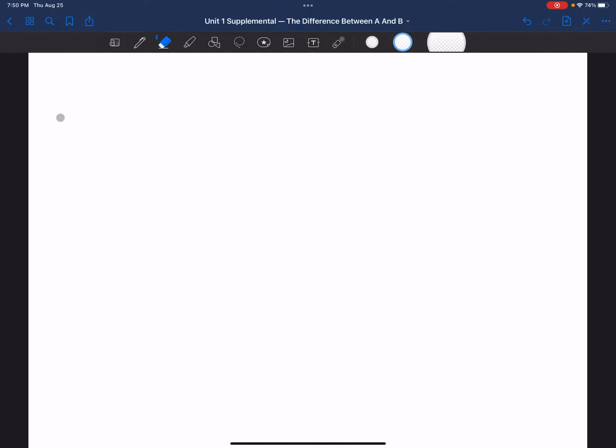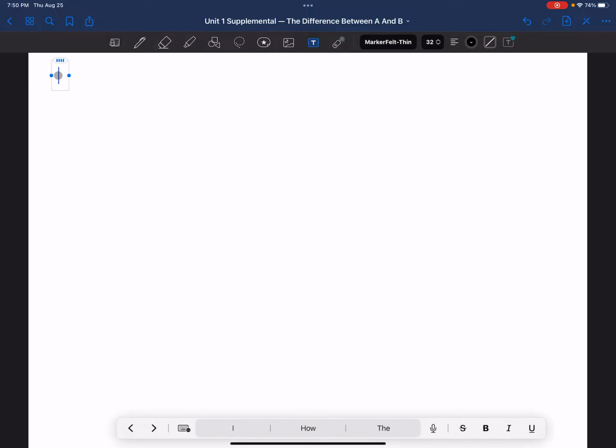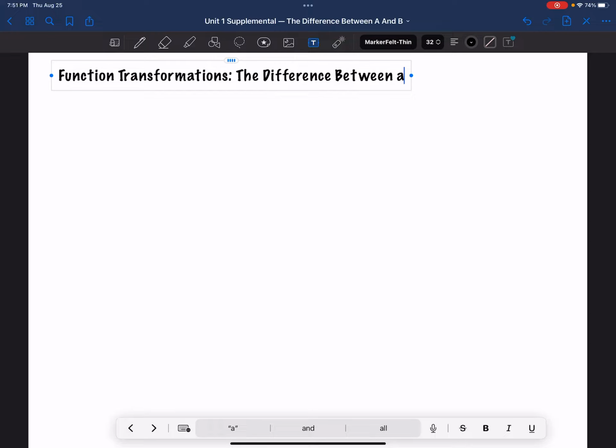So maybe I'll title this. I'll go ahead and give this a nice little title: Function Transformations. The difference between A and B. I'll make those capital. Yeah, I like that. All right.